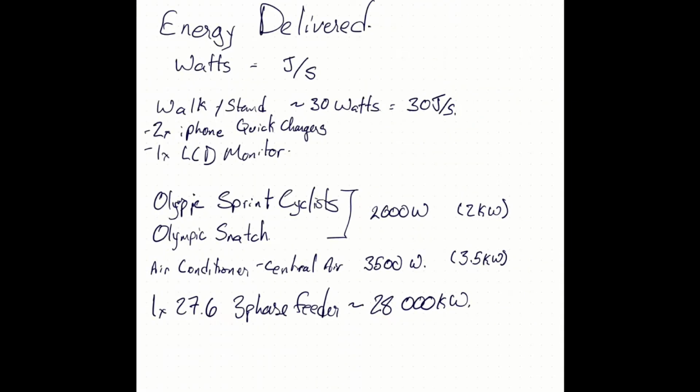So I wanted to start out talking about energy delivered. So we deliver energy, we measure that energy in watts. Now a watt is a measure of a joule per second. So we deliver a lot of watts. So for example, if you were to be going for a nice leisurely walk or a nice slow relaxed bike ride with your friends, your body would be burning about 30 watts of energy. Not very much. What can you do with 30 watts of energy? Well, you could charge 2 cell phones, or you could run an LCD monitor off your desktop.